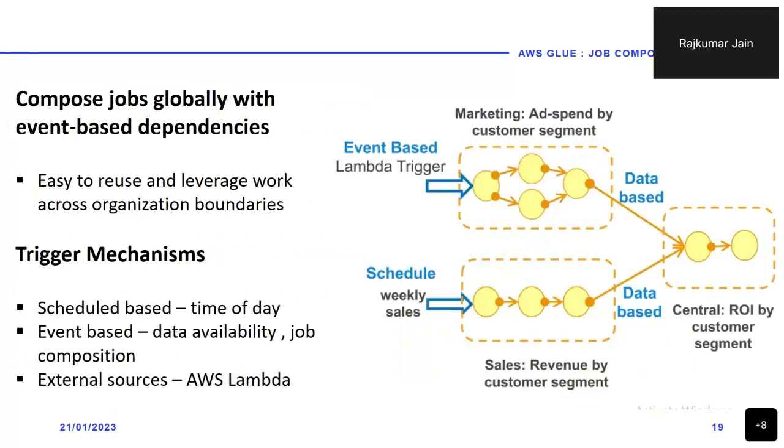Now another thing here: when you're configuring your job, it may be created for a particular region, but you can compose your job globally while it is created in a particular region only. So we can use these easily and leverage the work across organizational boundaries. This is what they are trying to say here.